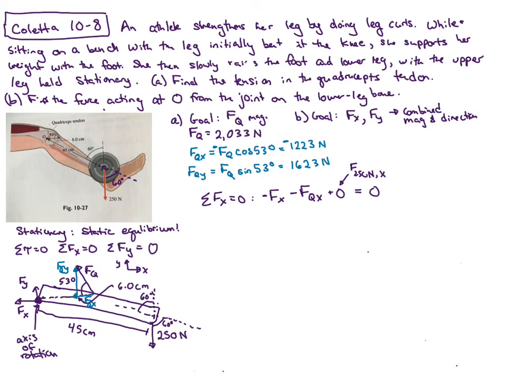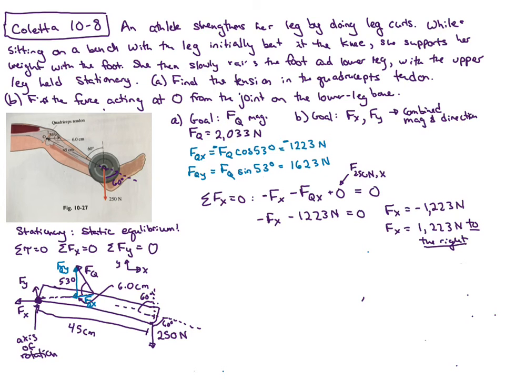I'm not going to change my guess because I just want to see how it comes out in the math. So here's my sum of the forces in X equals 0. I have Fx, which at the moment is pointing to the left, and I have Fqx also pointing to the left. Then I have no X component from the 250 newtons. Those all add to 0. Let me solve them for Fx.